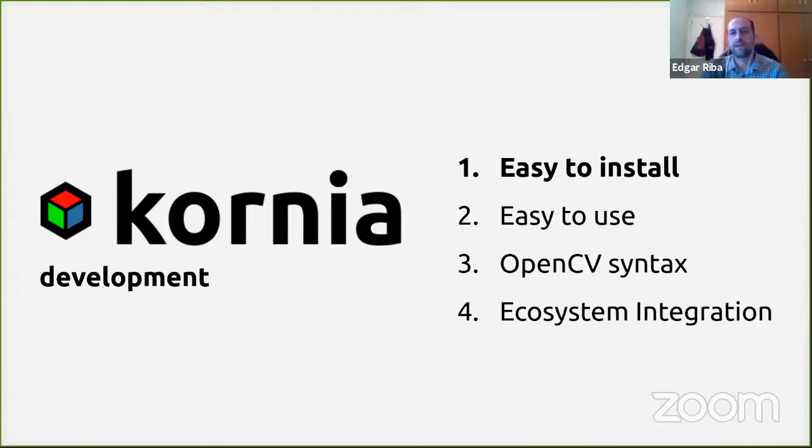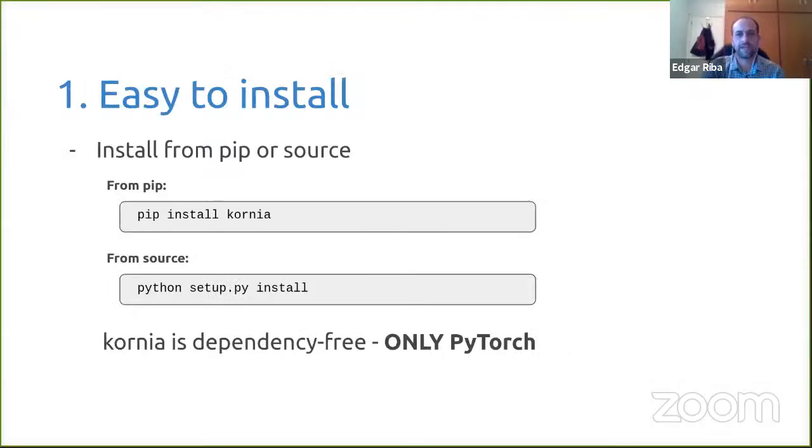So now I would like to very quickly, before going to the examples, talk about how to start using Kornia. Kornia is very easy to install. You can get it from pip. Just by pip install kornia, you will get the latest version of Kornia. You could also install it from source, in case you can't wait until the next release.